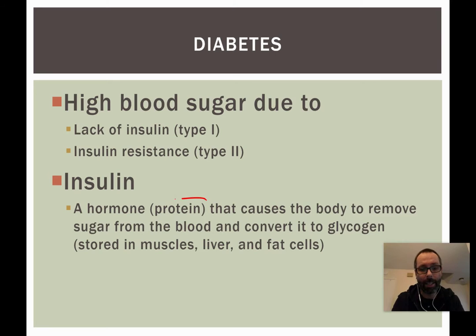But insulin is a protein, right? And so we know that proteins are created by our cells by ribosomes, and the instructions for proteins are in our DNA. So especially for type 1 diabetes, the problem here is actually a genetic problem, that there's something wrong with the genes. And so that means that we could use genetic engineering to try to solve that problem.